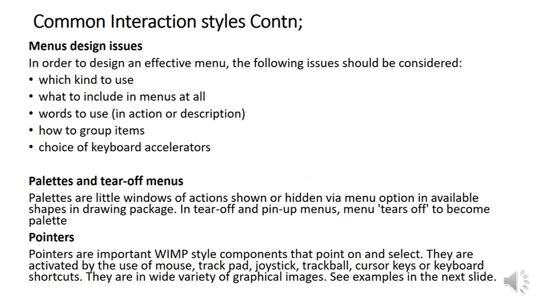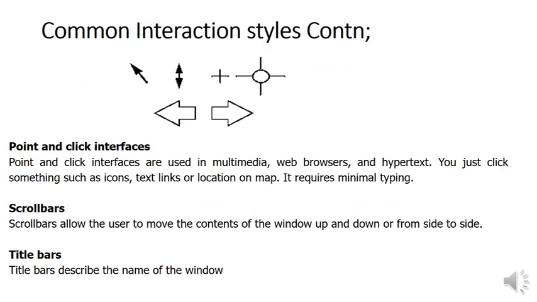Pointers are important. It is a whip-style component that you point on and select. So these are examples of pointers. See the arrow. When you move over, you have your plus, left and right. So that's a type of pointer. There's also the point and click interface.